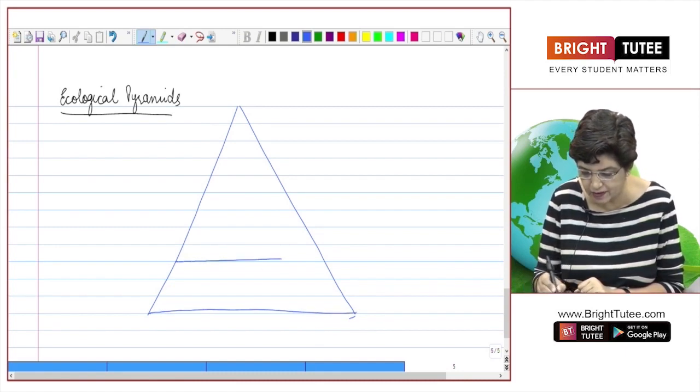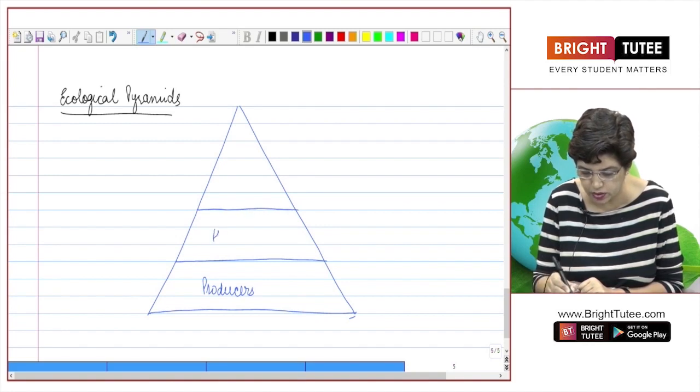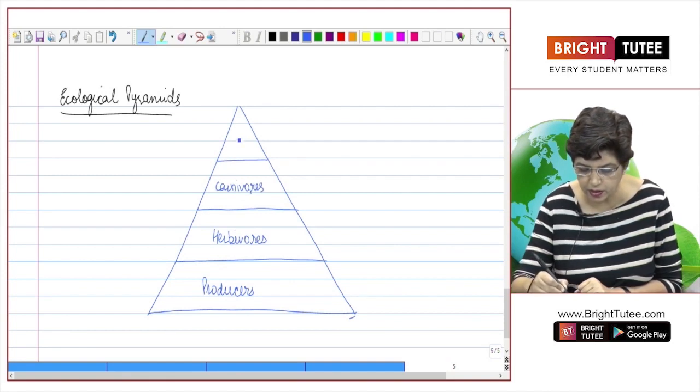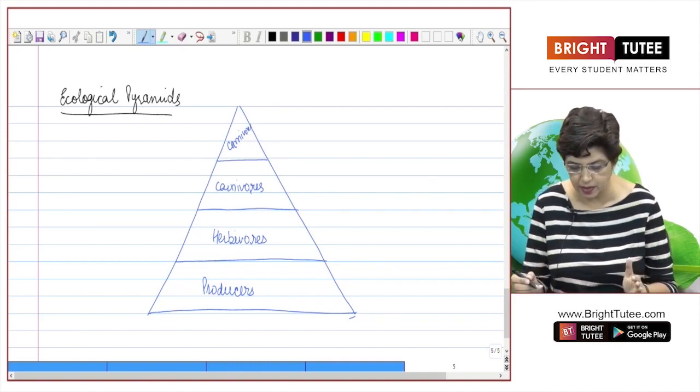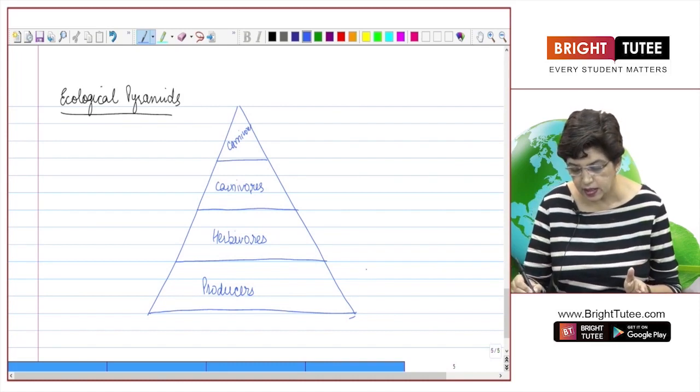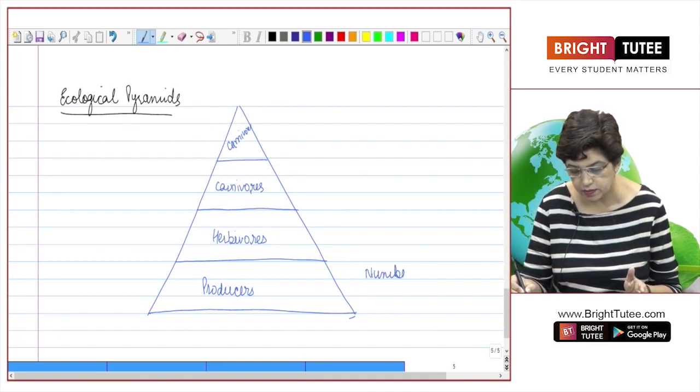So the lowermost level, as I told you, they are the producers. Then comes the herbivores. The carnivores and the bigger carnivores. So as you can see, why we show it in a pyramid, because it represents the number of organisms.